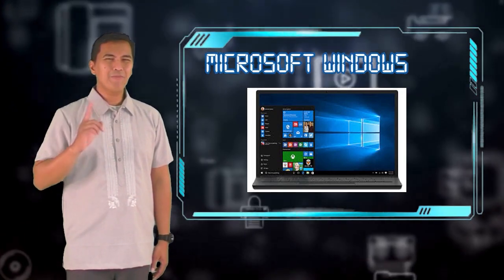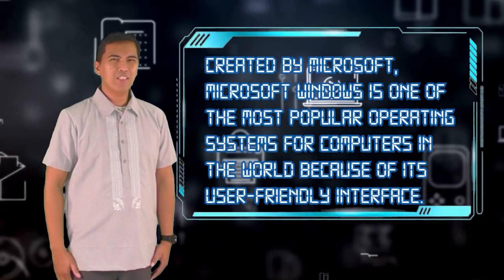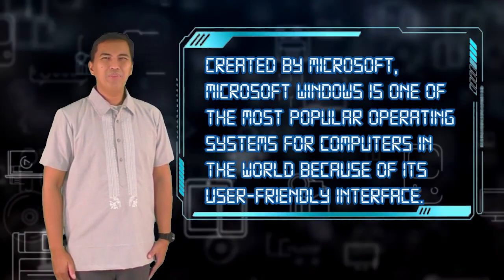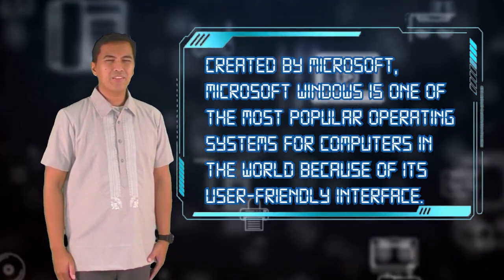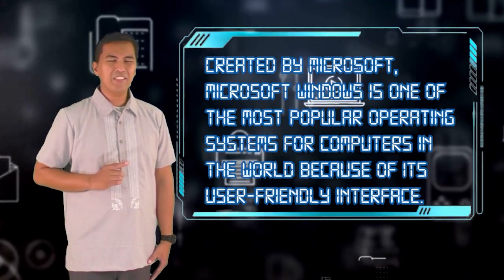Teens, now that you have an idea regarding the types of operating system, let us proceed with the different operating systems commonly used today. My guess is that you are already familiar with these operating systems. Let us review them one at a time. First, we have Microsoft Windows. Created by Microsoft Corporation, Microsoft Windows is one of the most popular operating systems for computers in the world because of its user-friendly interface. Windows 10 and 11 are the latest versions of this operating system.